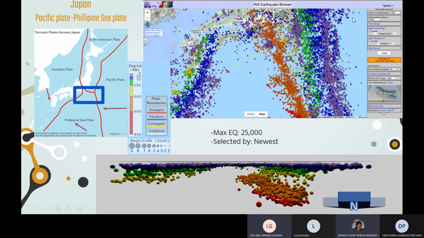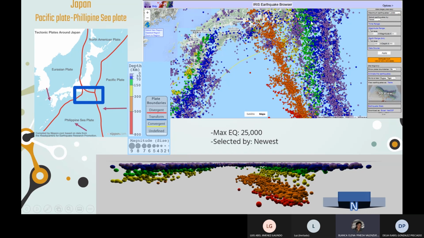Okay, I'm Blanca Elena, and I'm going to talk to you about the subduction zone at the south of Japan between the Pacific Plate and the Philippine Sea Plate. First of all, to the left, we have an image of how the plates are distributed. We can also see that we have a small area where we also have a second subduction right next to the first one, between the Philippine Sea Plate and the Eurasian Plate.